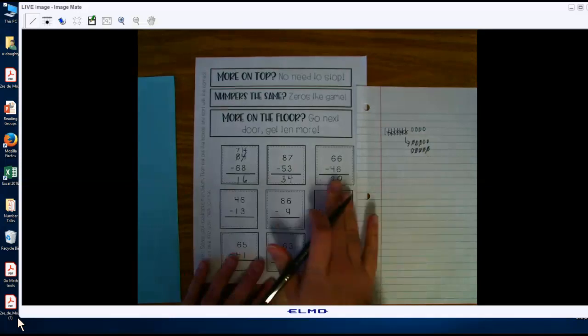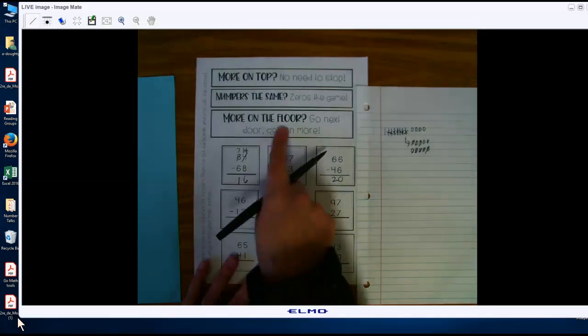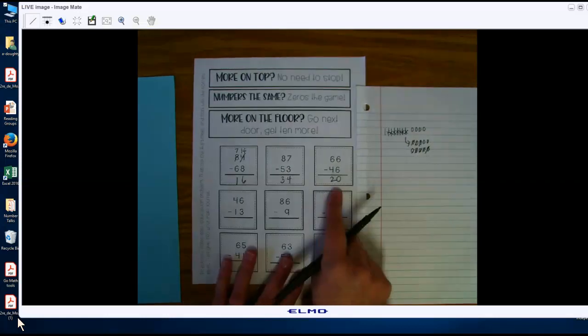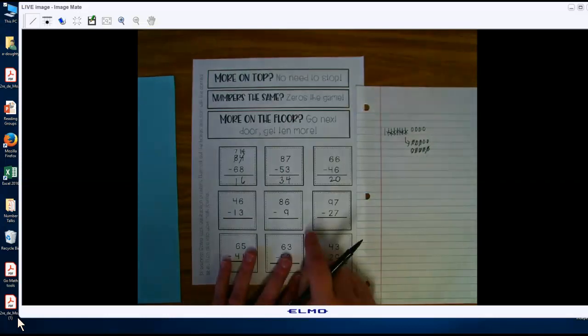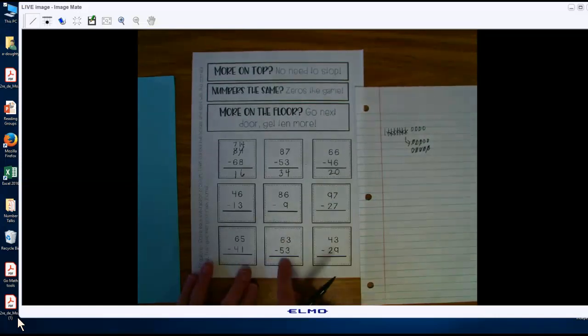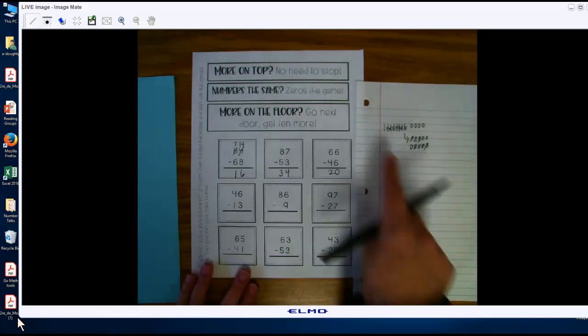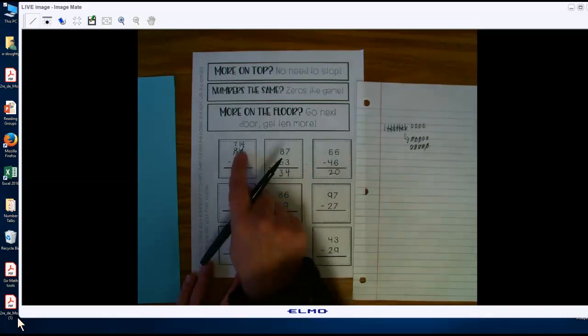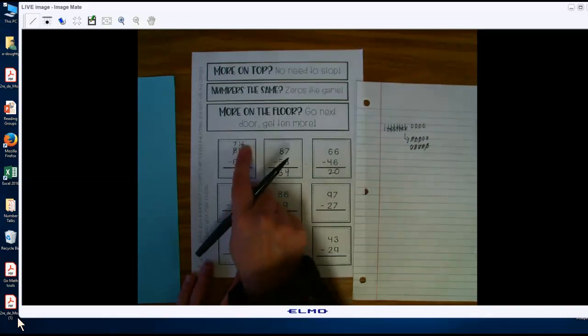So I have one of each here at the top. This one is more on the floor. This one is more on top. And this one is numbers the same. 0 is the game. So you're going to finish all of these. If there's more on the floor and you need to draw it out, you can do that. But you do have to show me you crossing these out and putting the new number of 10s and the new number of 1s up here.